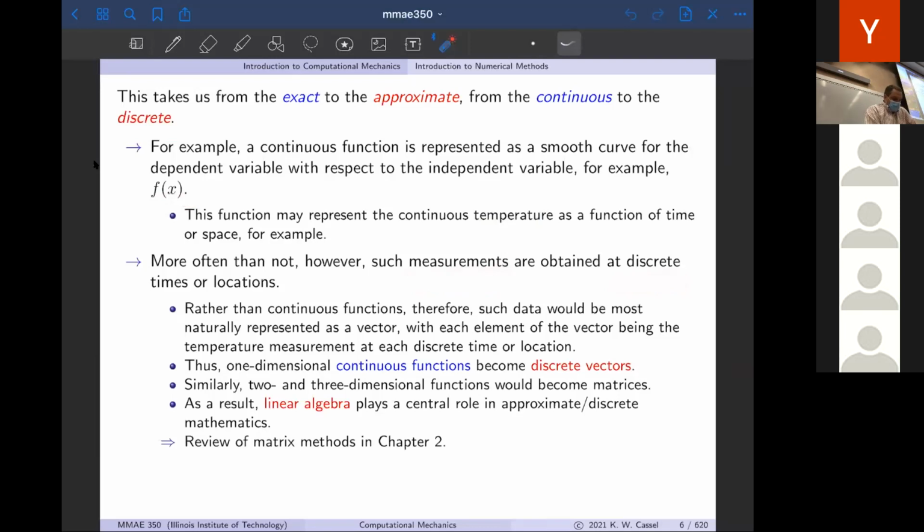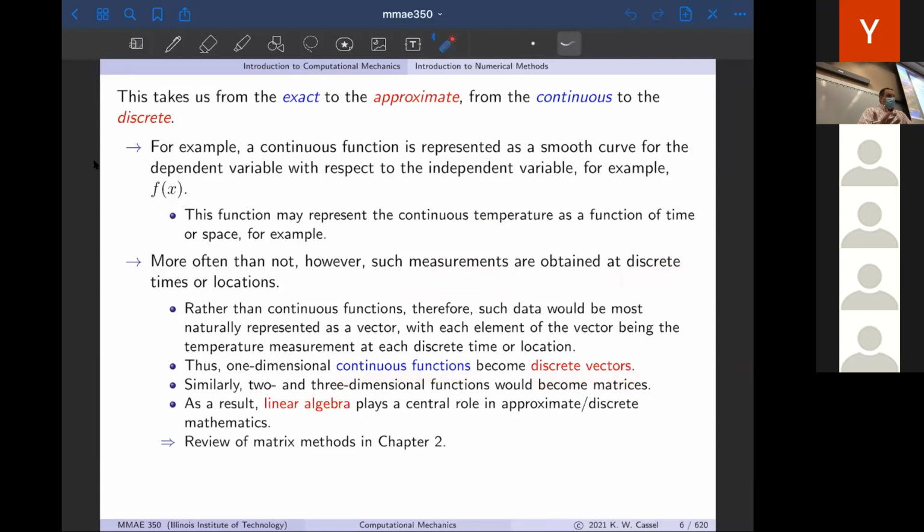So what that means then is, rather than the measurement of temperature versus time being a continuous function f of x, it's now a discrete set of numbers, which we can think of as a vector. So a vector, right, is just a list of numbers. Now, it might be a long list of numbers, but it's still just a list of numbers. So our continuous functions become discrete vectors. Okay, so that's a different set of mathematics.